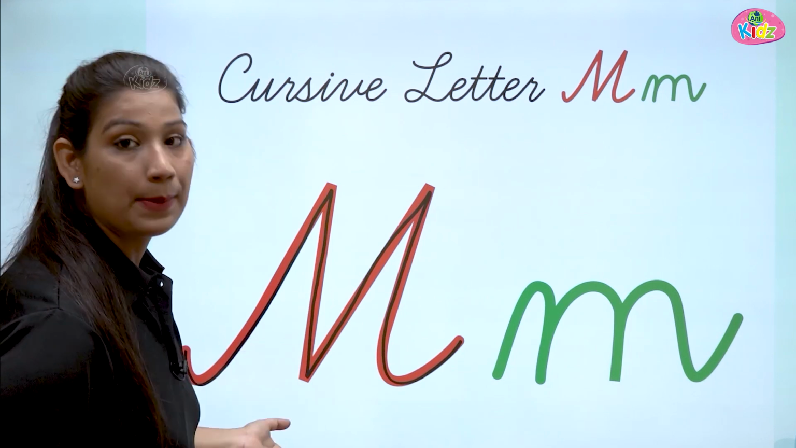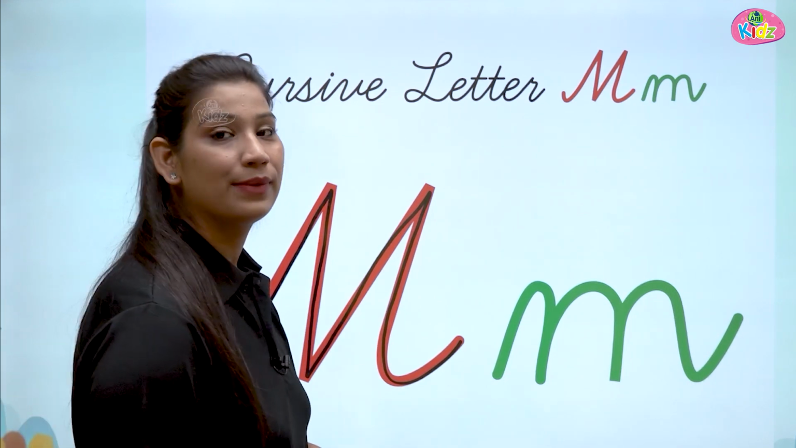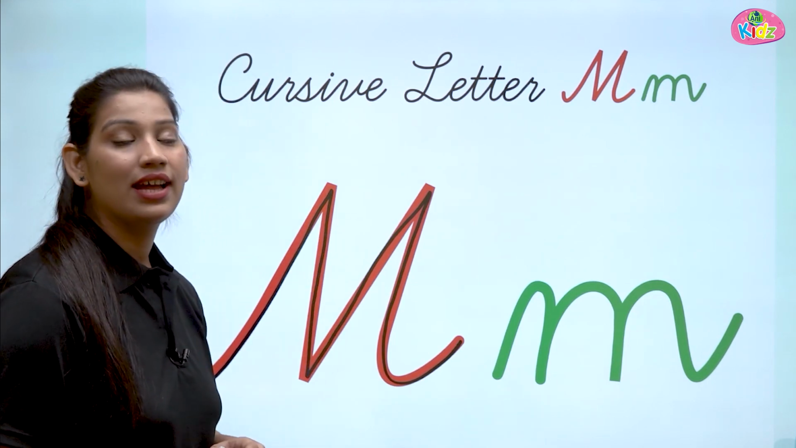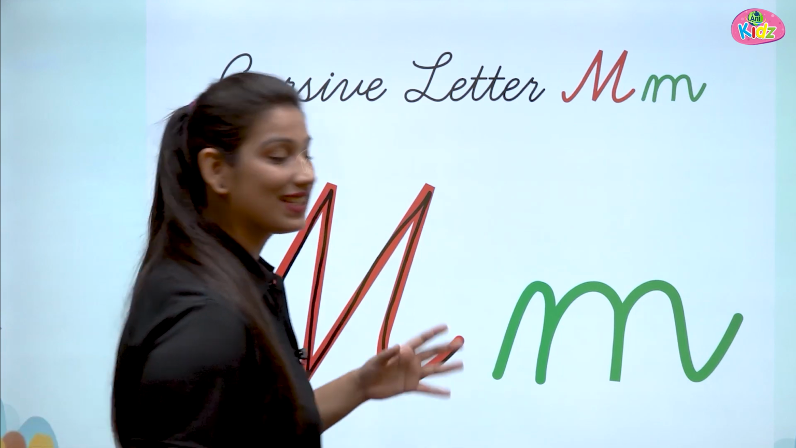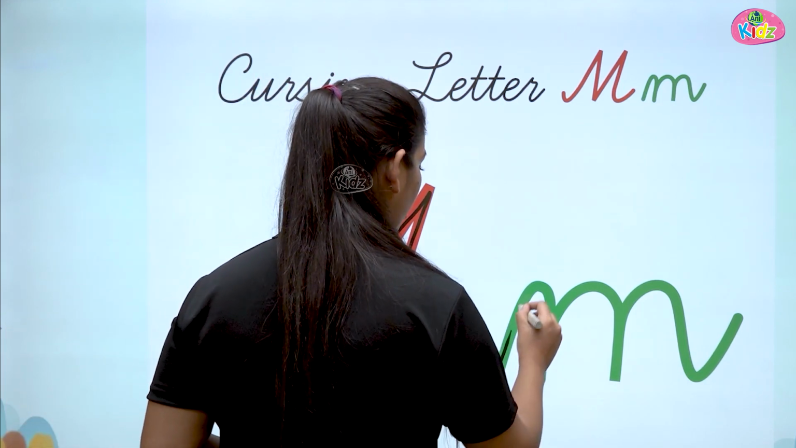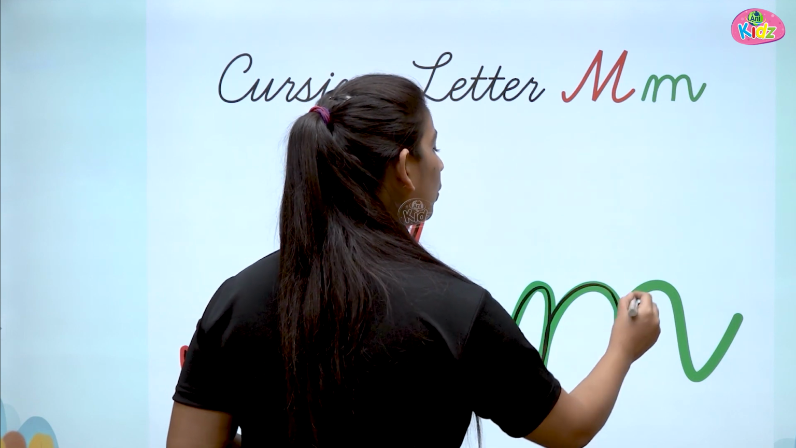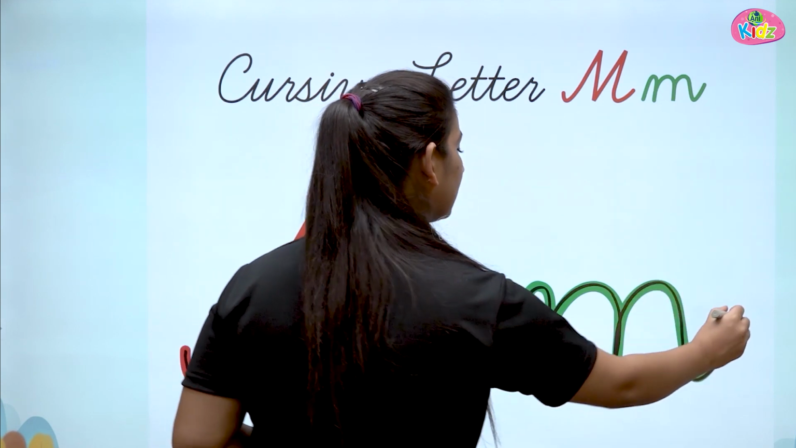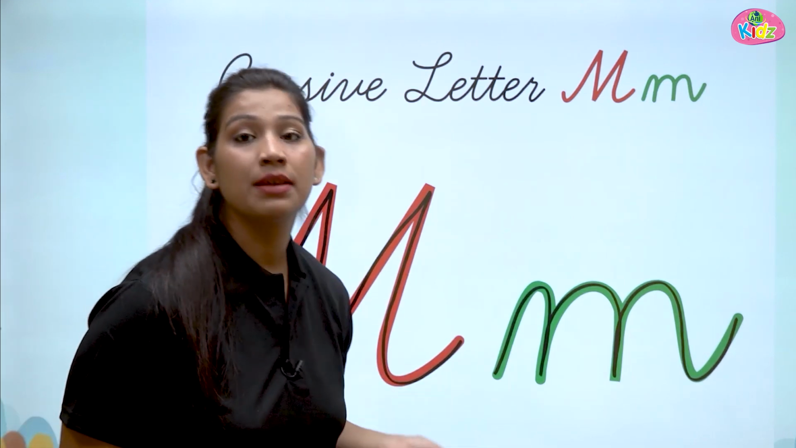This is capital cursive M. M sounds M. This is small cursive M. Start from this point, come down, go up, come down, go up, down with a curve. Small cursive M. M sounds M.